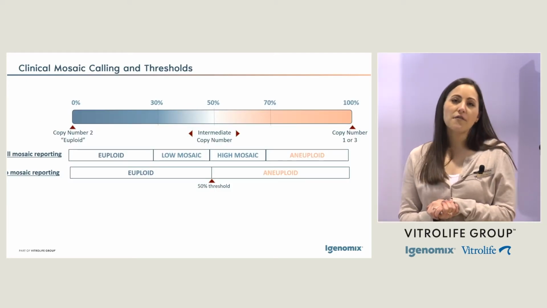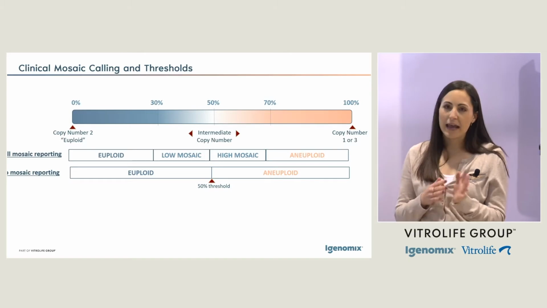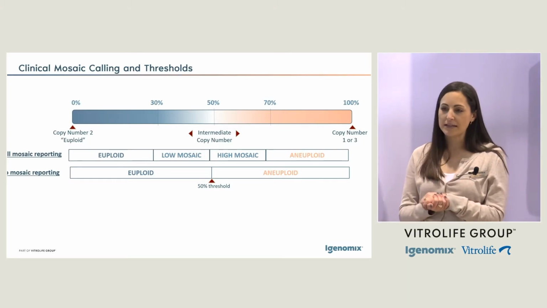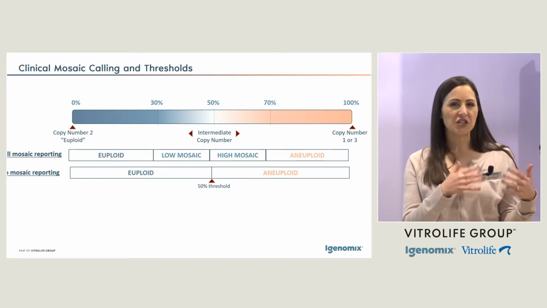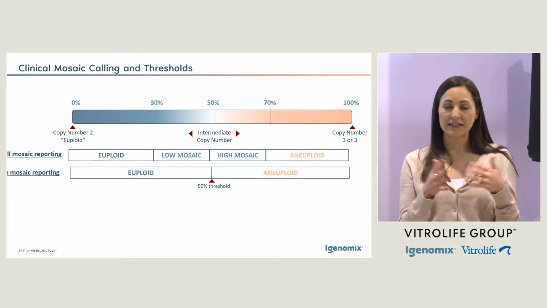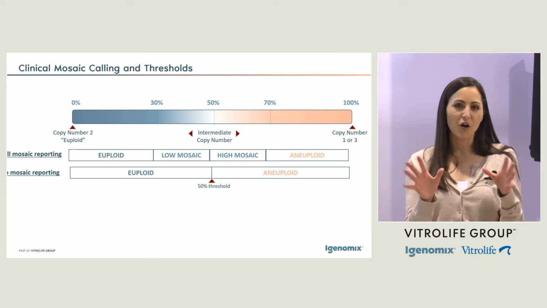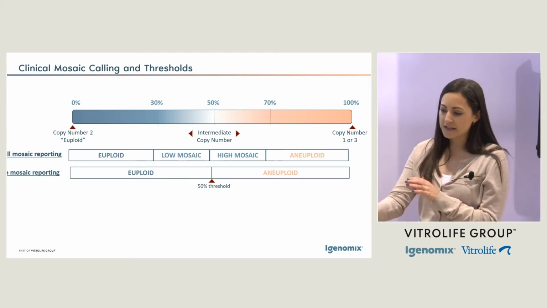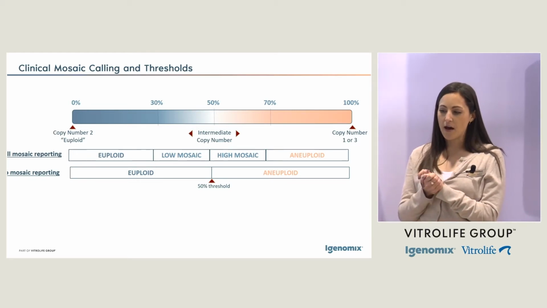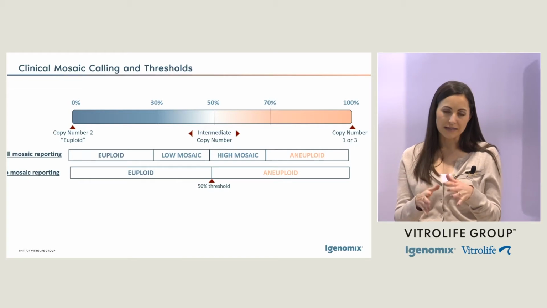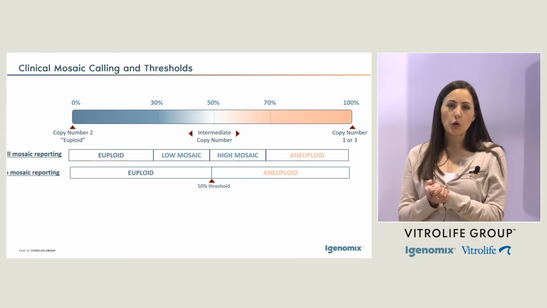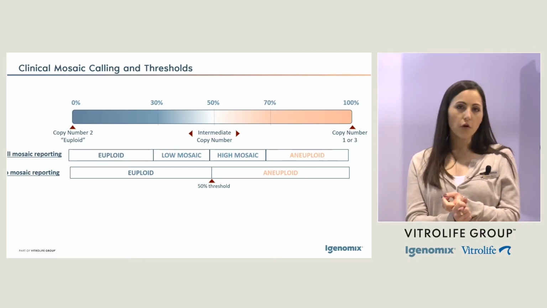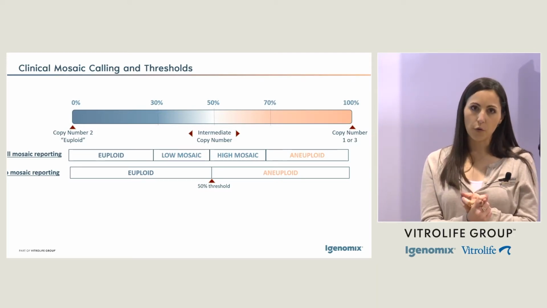So the calling of embryos as euploid, aneuploid, and mosaic depends on certain thresholds. And these thresholds can differ between different PGT labs as well as through different studies. So that's just something important to always keep in mind. On this slide, I'm highlighting the calling and thresholds utilized at Igenomix clinically. So Igenomix has 2 reporting options: full mosaic reporting and no mosaic reporting.